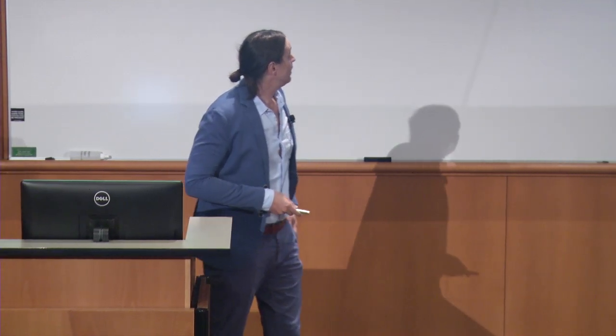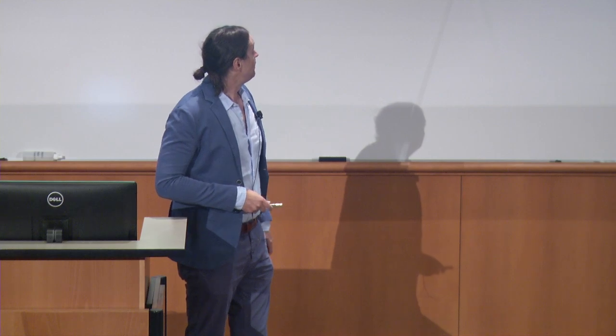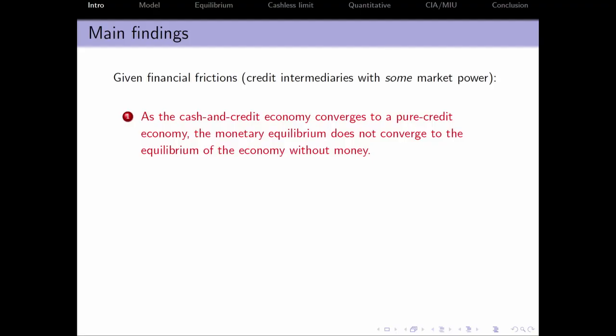So our main finding right away is that these medium of exchange considerations actually turn out to be resilient and significant. What I mean by resilient is that everything I say from now on is conditional on some degree of financial frictions, which we'll talk about more later. But basically, as long as these financial intermediaries have some degree of market power, then we find that if you take the cash and credit economy and then take the limit of this parameter as it becomes a pure credit economy, then you get a bunch of prices and allocations, follow where they go.